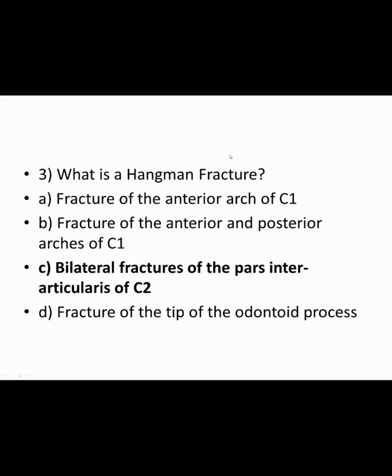Question 3. What is a Hangman fracture? A Hangman fracture involves bilateral fractures of the pars interarticularis of C2. And the rest of these answers are not correct because it does not match the eponym provided here in the question stem.